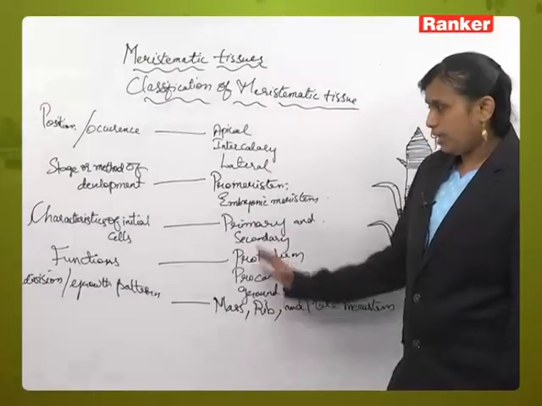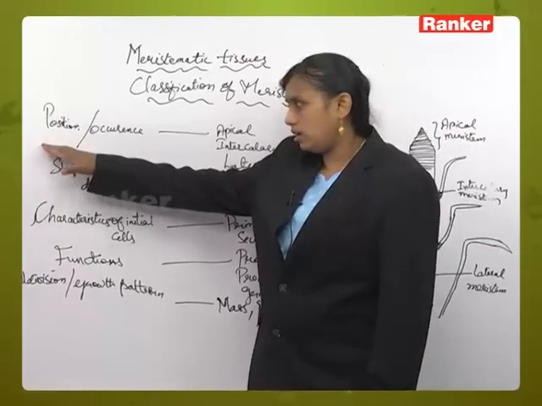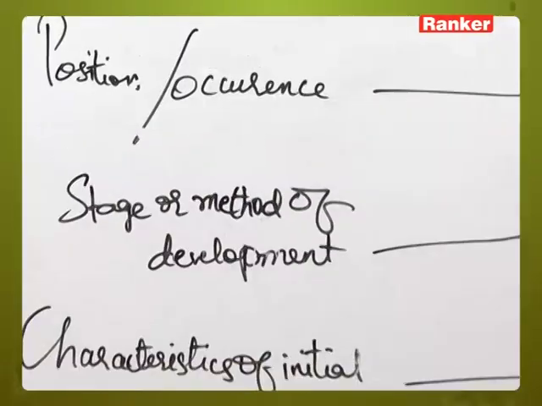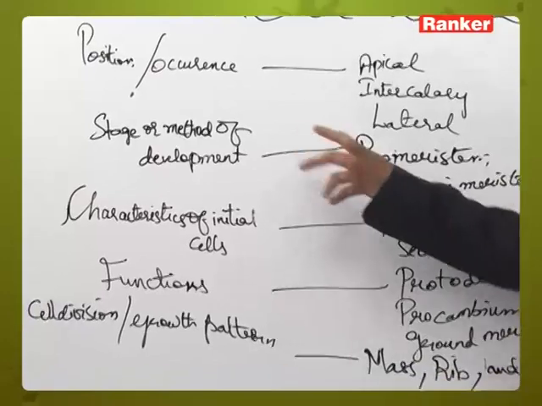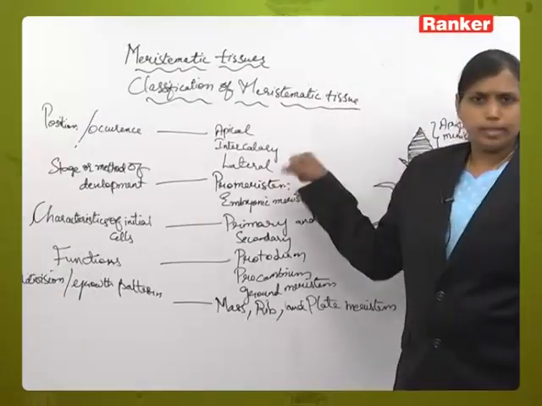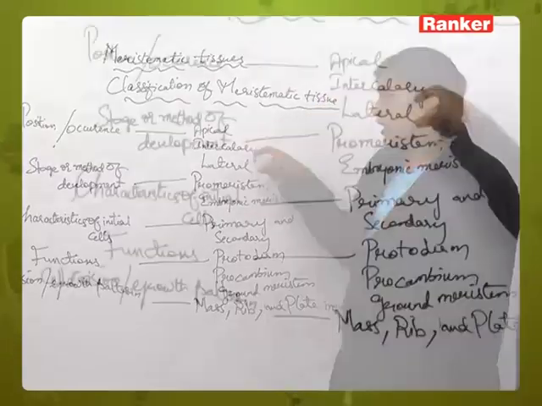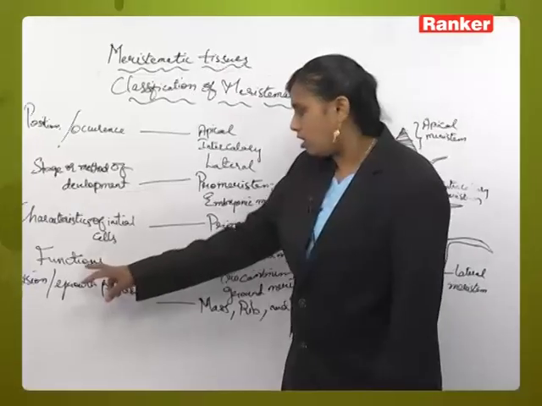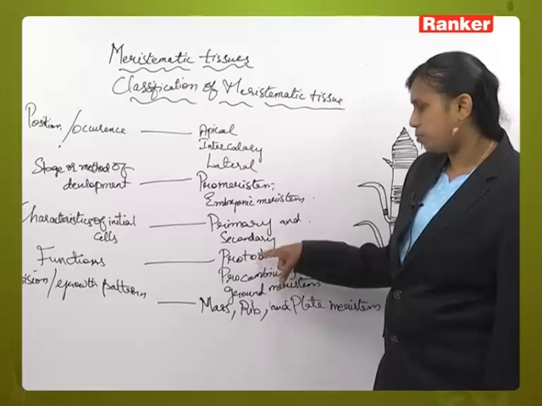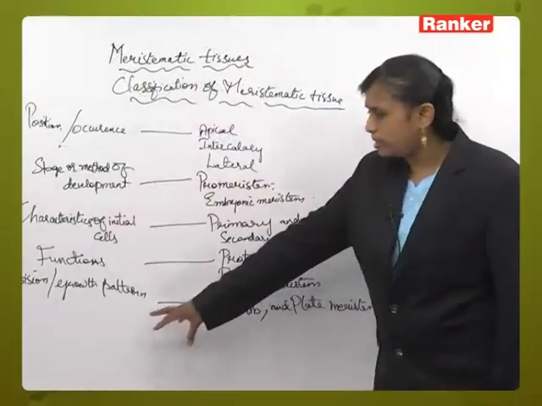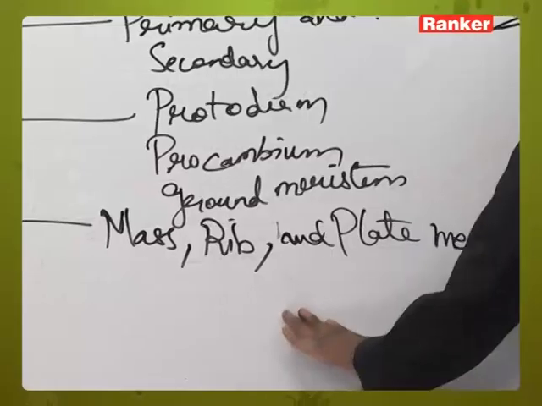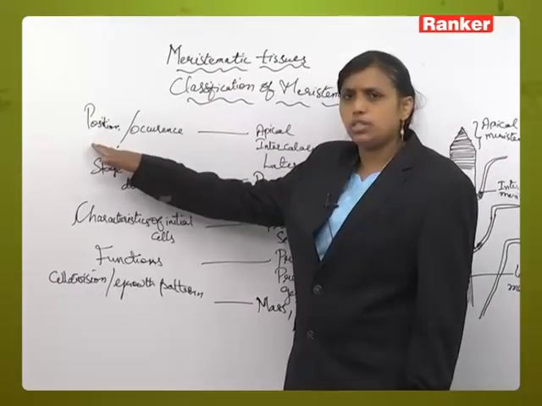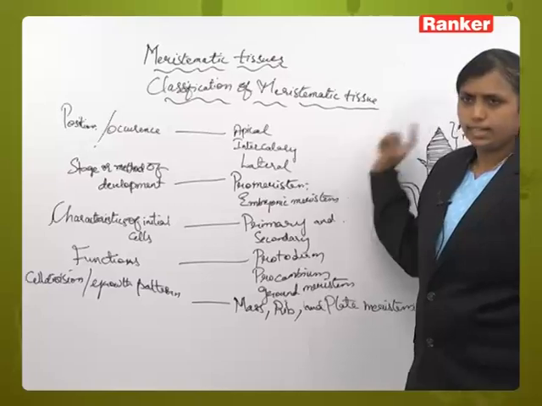So, as per your syllabus, you have only the occurrence of position, on the basis of position, what are the different types of meristematic tissue. This is with reference to your multiple choice questions. You may get a question like method of development. On the basis of method of development, what type of meristematic tissues are there, or promeristems come under what type of meristematic tissue classification, or on the basis of functions, meristematic tissue is of how many types, protoderm, procambium and ground meristem, and on the basis of growth pattern and cell division, you have mass, rib and plate meristems. Okay, now as for your syllabus, we are supposed to study about position and occurrence of the meristematic tissue, apical, intercalary and lateral meristem.